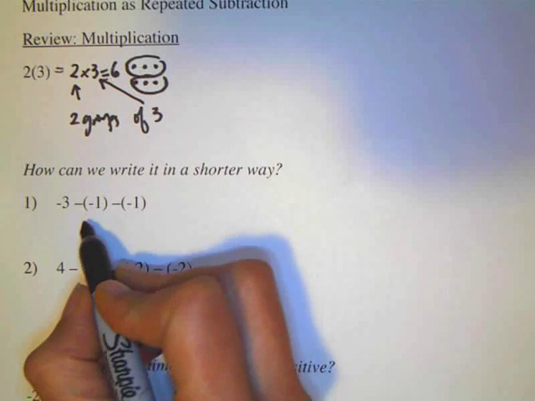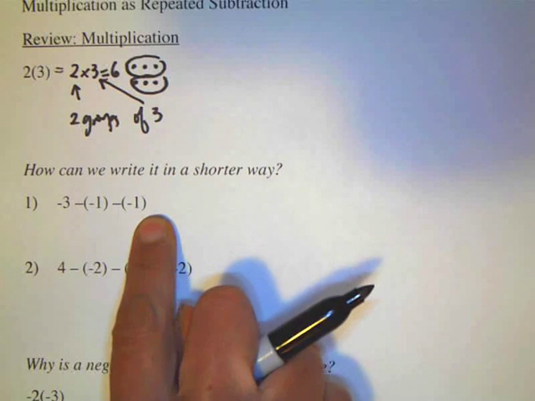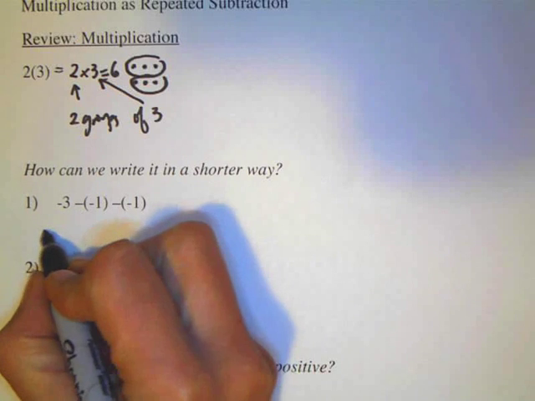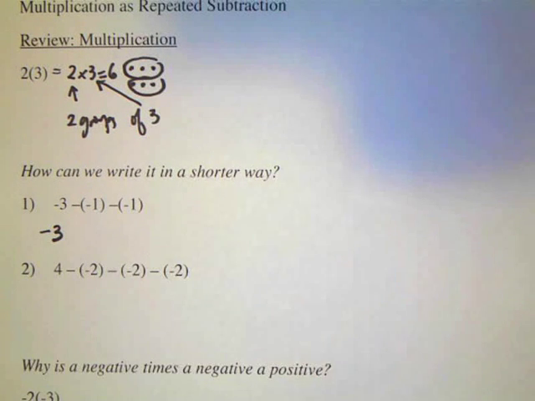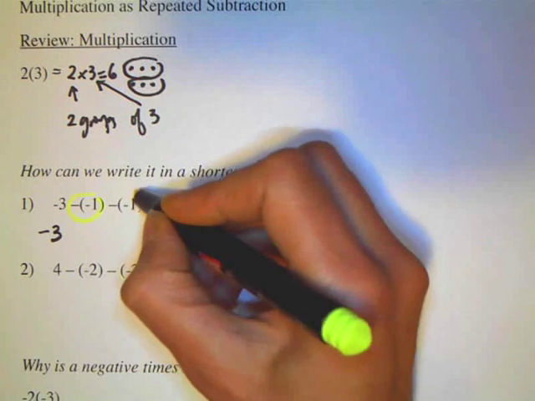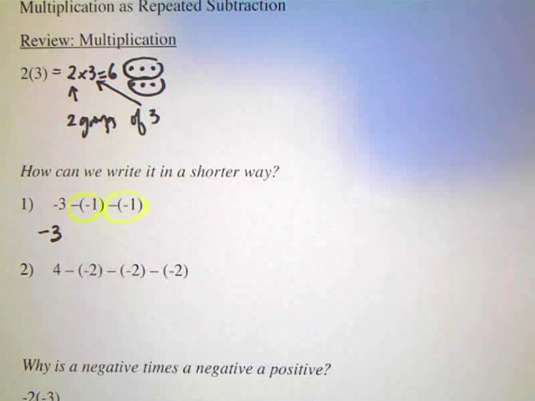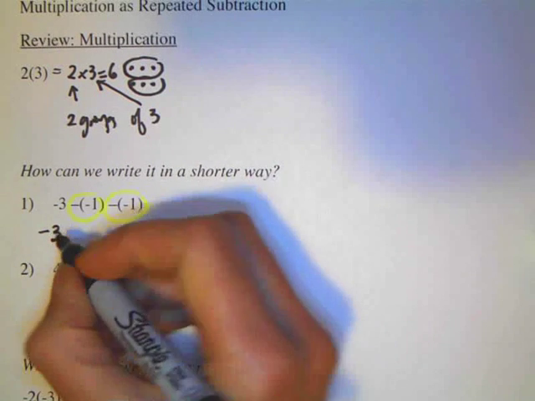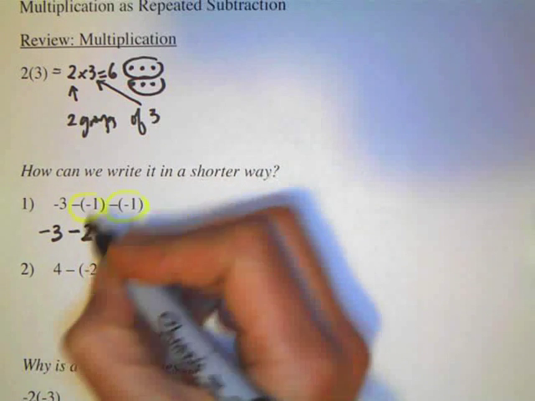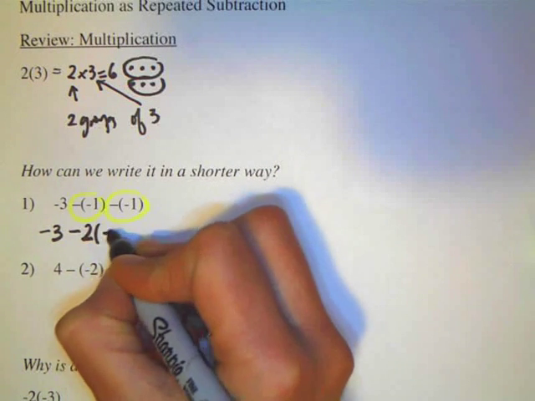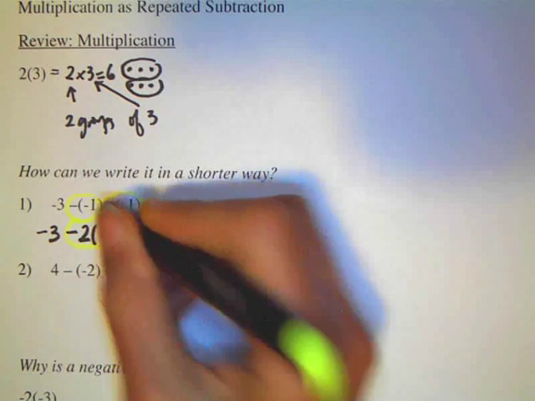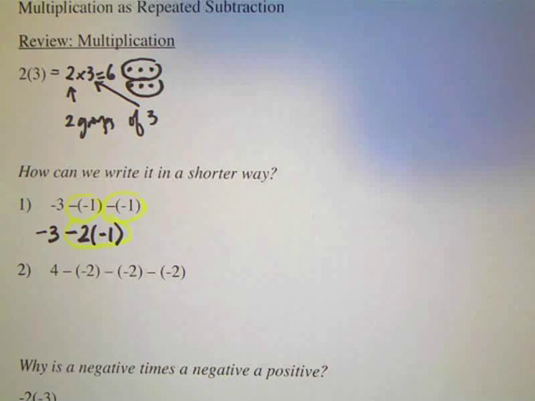So I see that I have 2 -1, so it's kind of like this concept of I have two groups of -1. So I have -3 and I have a takeaway -1 and I have a takeaway -1. So that means I'm taking away two groups of -1. This part here is the same, taking away two groups of -1.